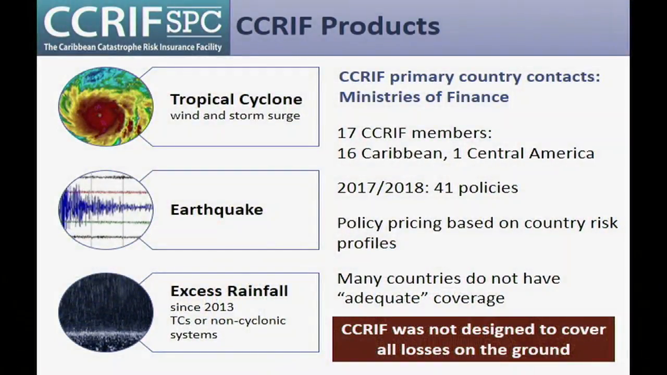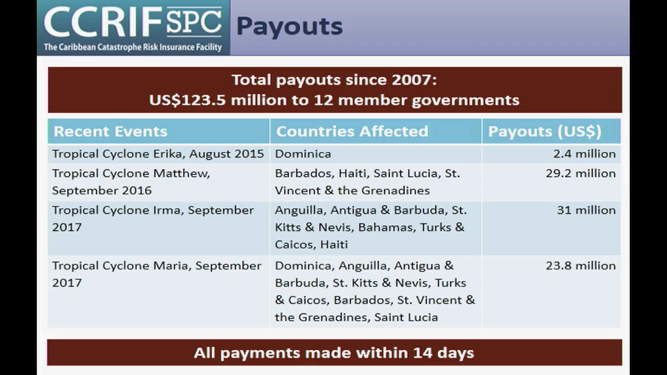So, to date we've made $123.5 million in payouts to 12 of our 17 member governments. And recently, the last few years have been pretty active. In 2015, Dominica, of course, got a payout on their excess rainfall policy after Tropical Storm Erika. Last year in Matthew, Haiti received our single largest payout to date at almost $20 million, and they received about 23 in all for their tropical cyclone and excess rainfall policy.